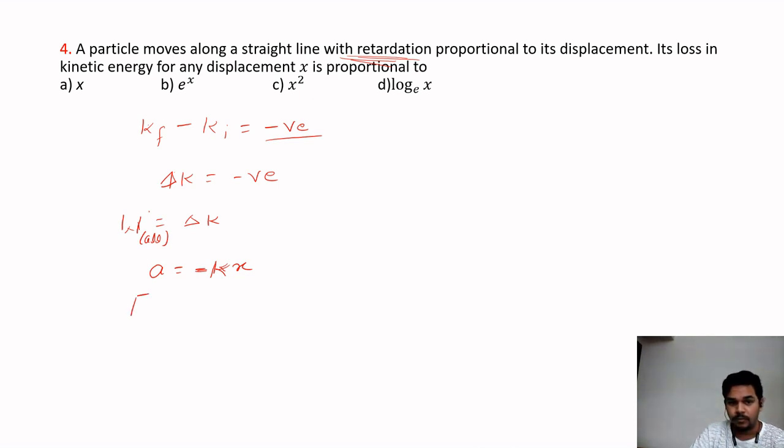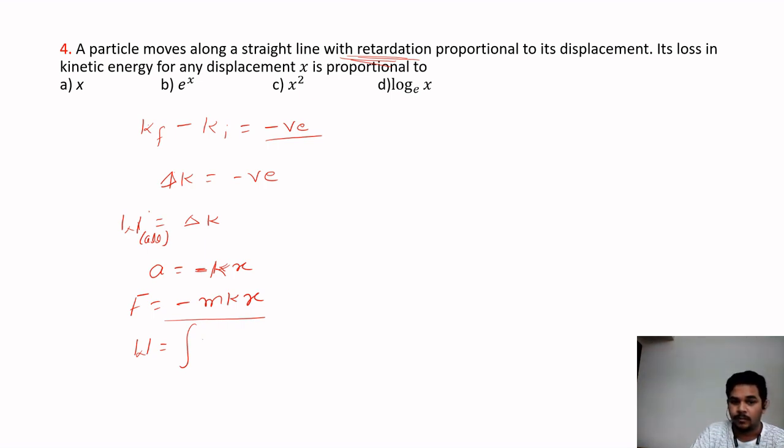For any displacement of x they are asking. So here force, if you write, will become minus m k into x, because mass into acceleration will give you force here. So look here, this force is variable in nature. So work done, if you want to find for this force, we have to perform integration. Why do we have to perform integration? Because this force is variable in nature.